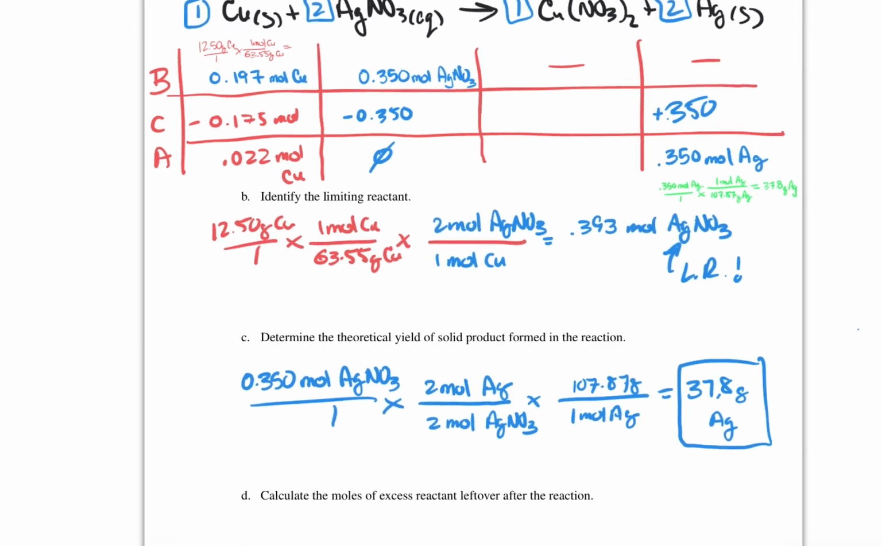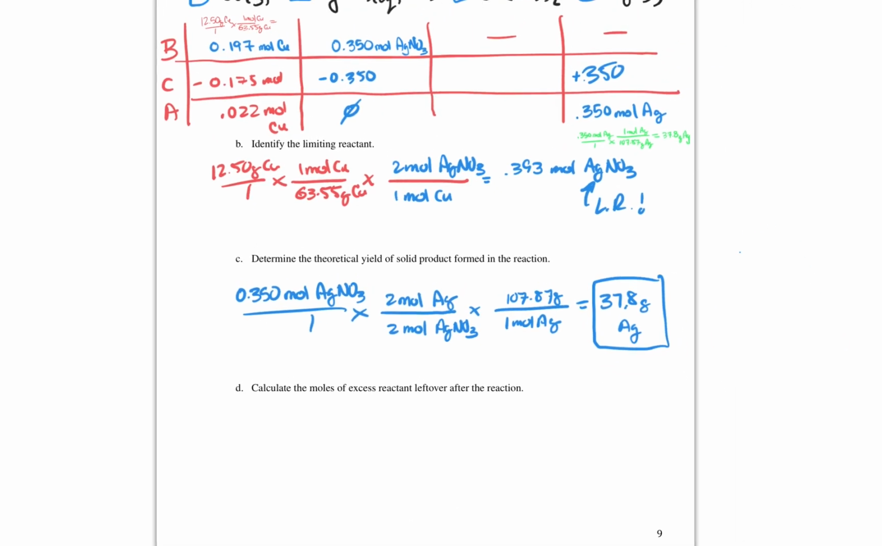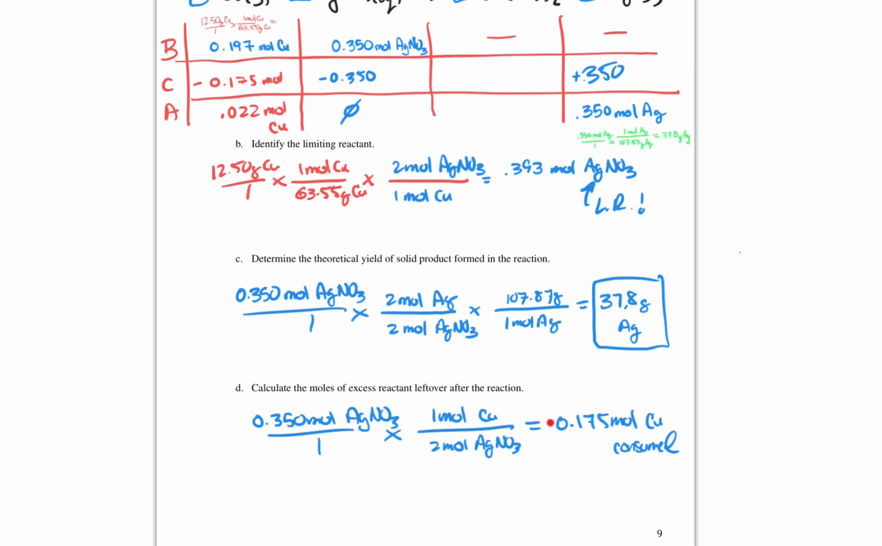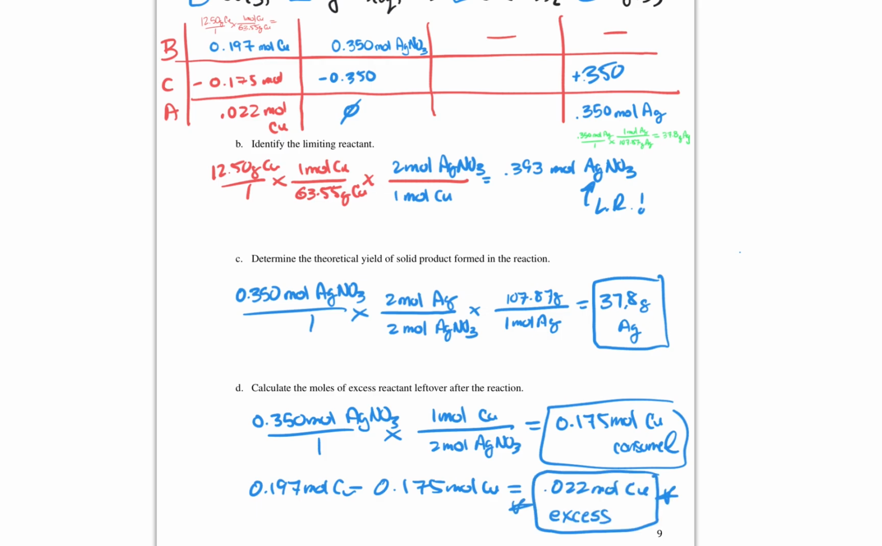Again, we could do this with the dimensional analysis method, where we're going to take our moles of silver nitrate and find out how many moles of copper would be consumed in the reaction. Just like in the BCA table, we see that 0.175 mole needs to be consumed because there's a 2-to-1 ratio of silver nitrate to copper. But that's what's consumed in the reaction. So to find what's left over, we take our original amount that we started with, 0.197 mole of copper, we subtract out what we consumed in the reaction, 0.175 mole of copper, and then again we arrive at what's left over after the reaction, which is 0.022 mole of copper.